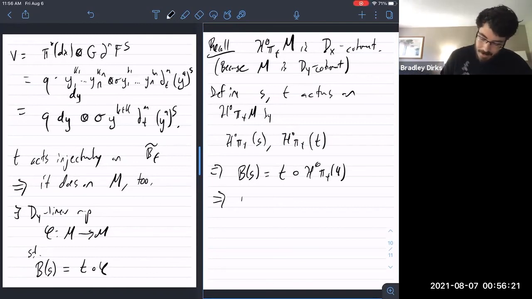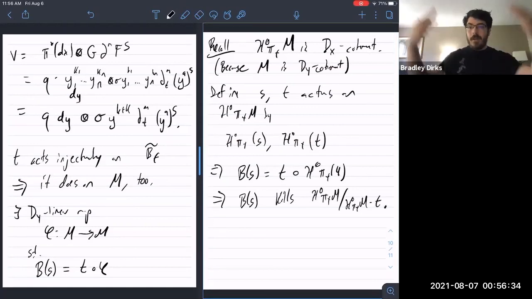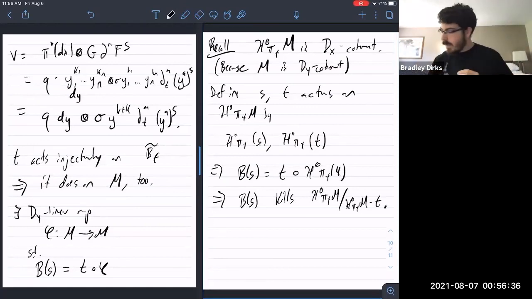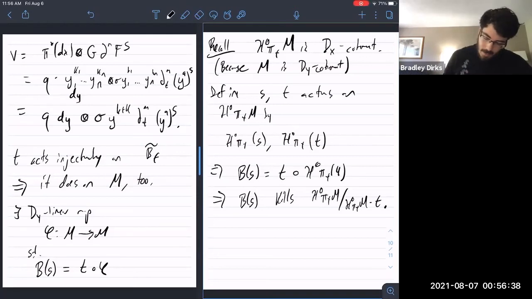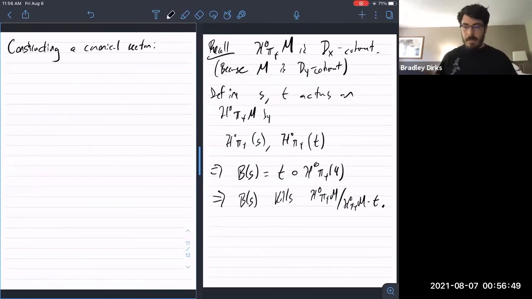And so that means that BS kills the quotient H^0 pi lower plus of M mod H^0 pi lower plus of M times T. So now we've moved our information downstairs. And something important was that there was a canonical section. So we like working with these cyclic modules.